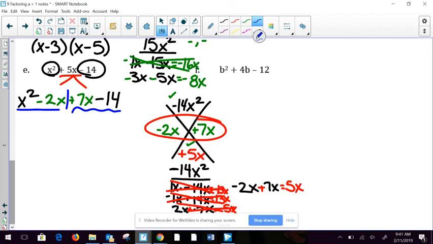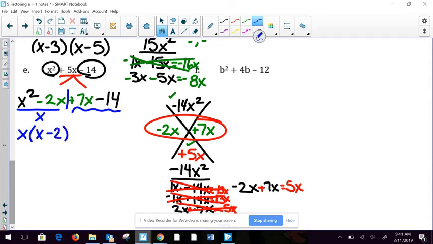So looking at this one, I have x squared and 2x. What do they both have in common? An x. And then dividing this out, x times, what's x squared divided by x? Great, it's x. And then what's negative 2x divided by x? You guessed it, negative 2. You're getting the hang of this.